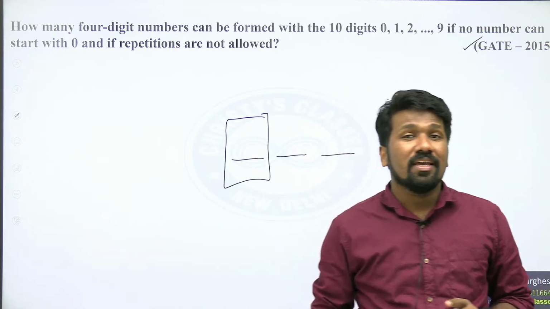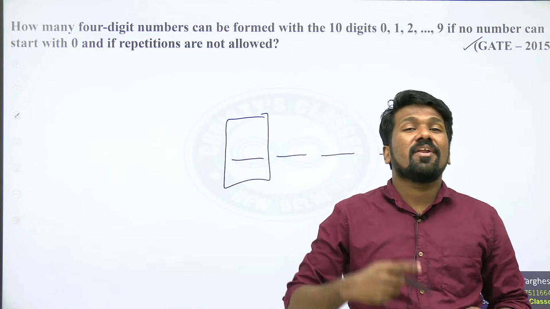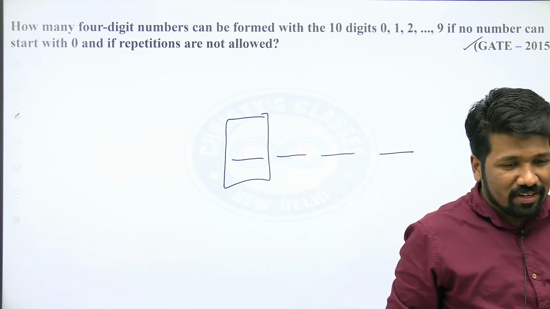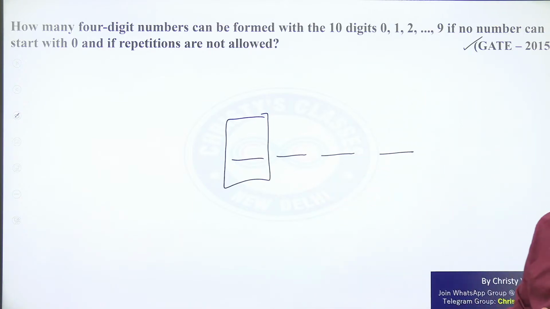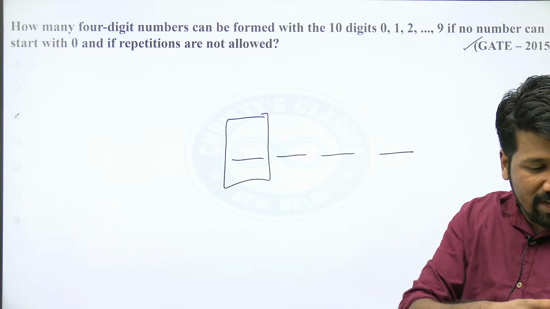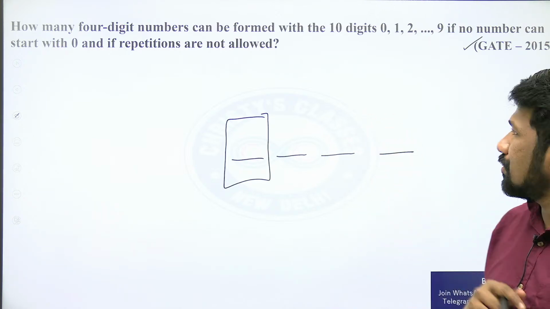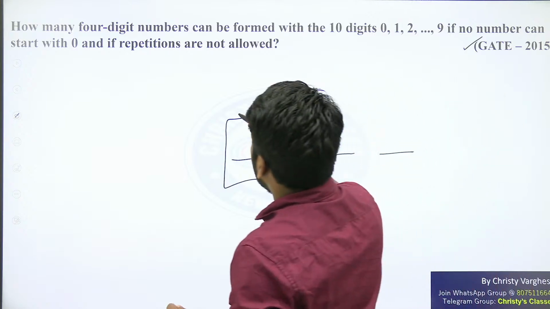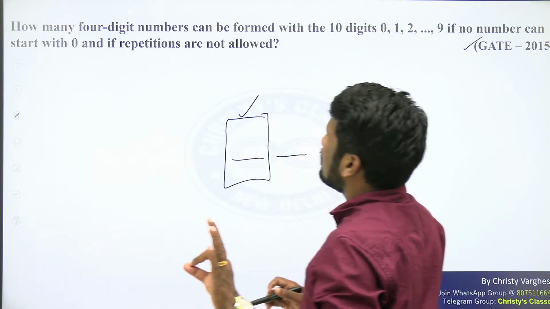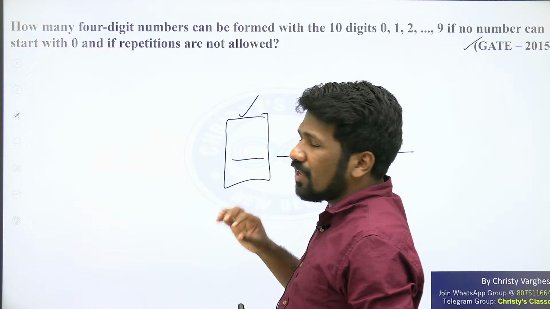Some of you asked me what will happen when repetition is not allowed. With this question, you will understand it. That is why I didn't discuss that earlier, because we are already going to discuss it. So anyway, in these kinds of questions, when repetition is not allowed, you should be careful.